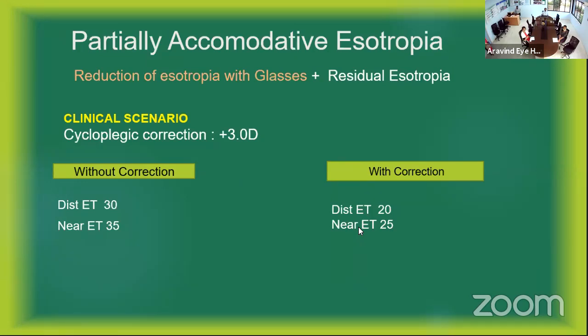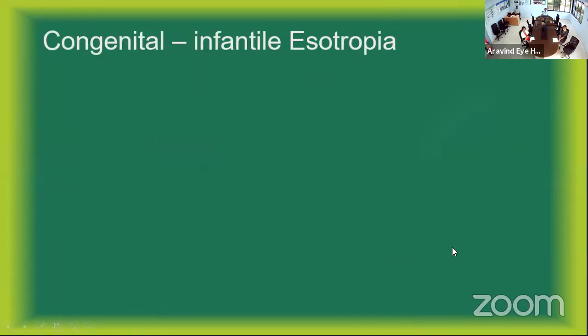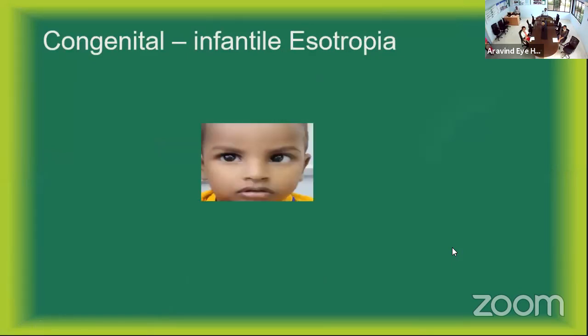So in these cases, you have to think about surgical management for the residual ET. With that, we come to an end with regard to management of accommodative esotropia. What surgery we'll do, we'll see as we go. The next common entity is infantile esotropia, which is very commonly seen in our part of the country. Accommodative components are very commonly seen in the Western population.